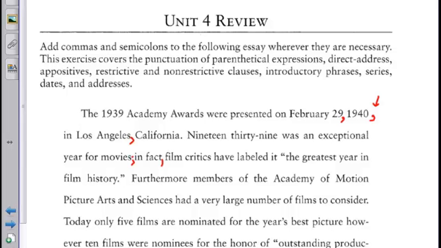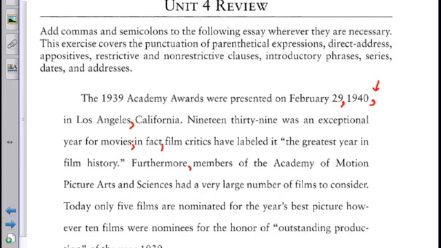Furthermore, members of the Academy of Motion Picture Arts and Sciences had a very large number of films to consider. The word furthermore is the parenthetical expression. It's always going to get set off from the sentence that it's with. It also comes at the beginning of this sentence, so even if we didn't remember that it was a parenthetical expression, we'd probably want to set it off because of it being an introduction to the sentence.